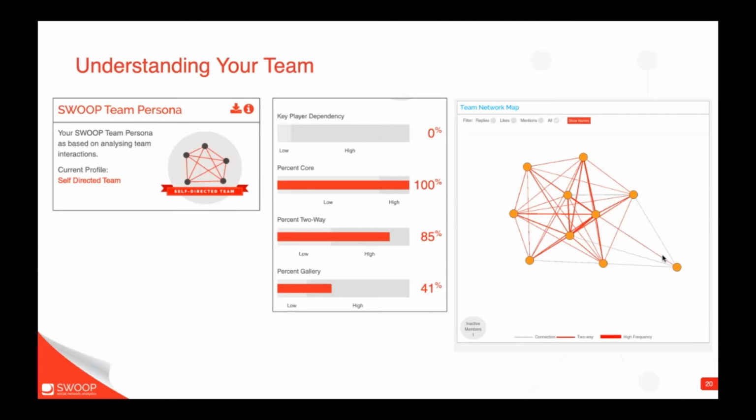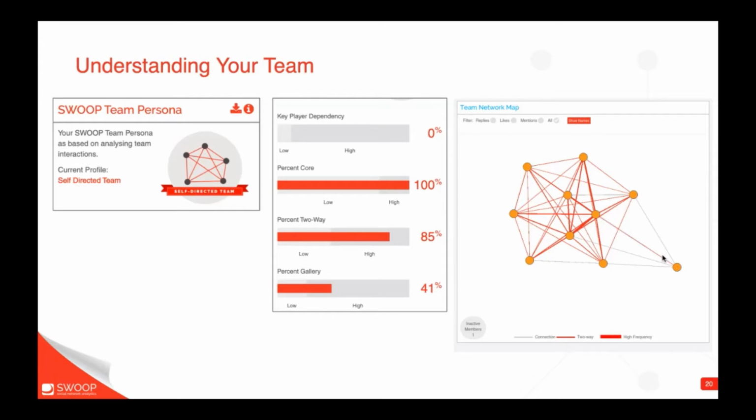We give you metrics as far as the key player dependency. How dependent is your team on either a certain person, or a cluster or a group of people? If those people were to leave the team, what is the probability of the team continuing to thrive? So you want to make sure that the balance is spread out across the team. You can see the team connectivity. How well connected are people across the team? You can see how many two-way relationships you have on the team, and how strong those relationships are.